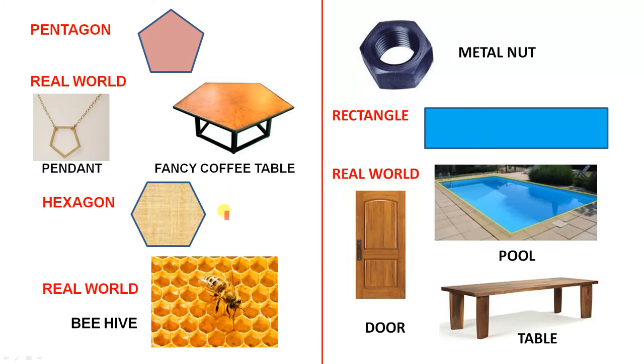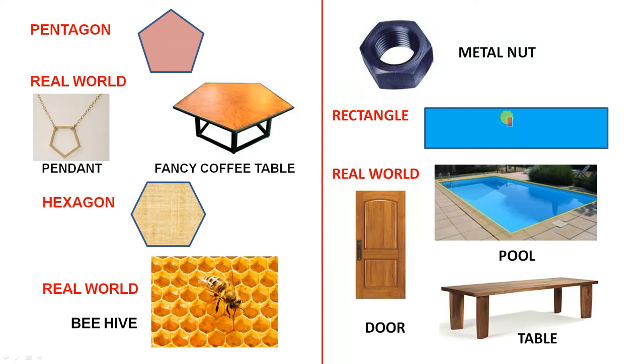As far as the hexagon is concerned, that's the six-sided figure. In the real world, we have the beautiful beehive. That's a wonderful thing in nature. Very mysterious and beautiful. And each of these shapes here are hexagonal. They have six sides. The metal nut is very, very popular. We're just interested in the flat section there.